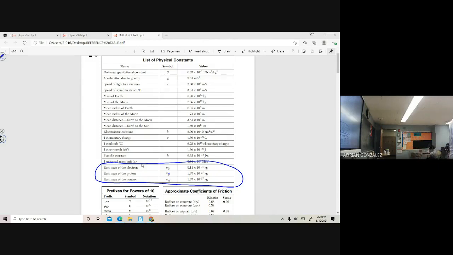1.67 times 10 to the negative 27. That's a lot of zeros. Okay? Now, for basic calculations, we can almost assume that they have almost the exact same mass. In actuality, there is a difference. You guys should have remembered this from chem last year.